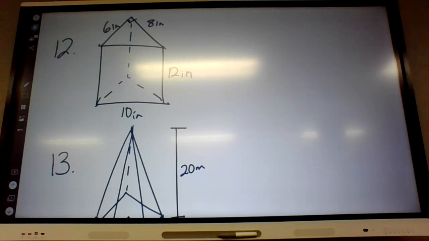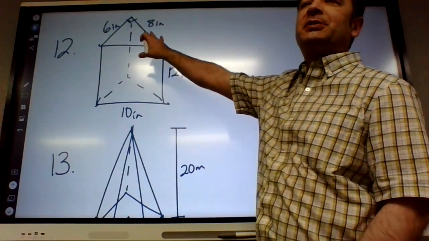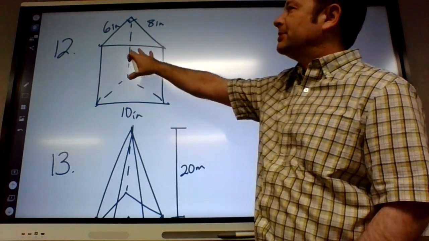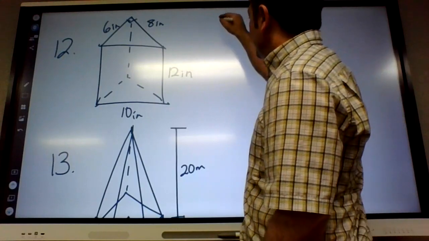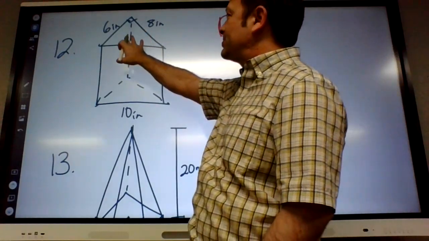Okay, so the trapezoid problem, number 2 and number 12, I'm kind of expecting some people to miss. Definitely. What shape is this? It's a triangular prism. So it's base times height. How are we going to find the area of the base if it's a triangle?